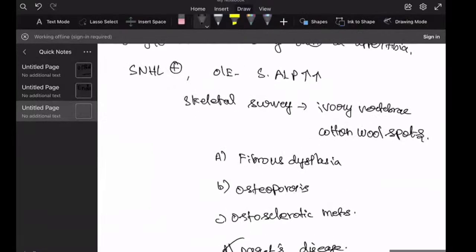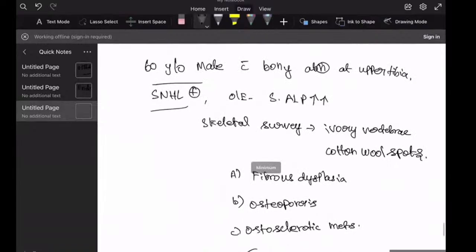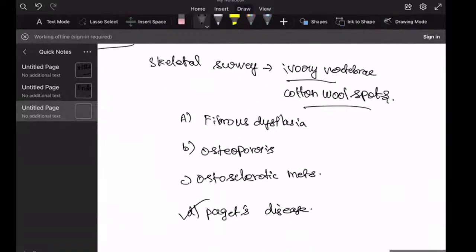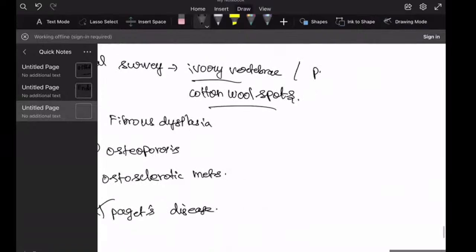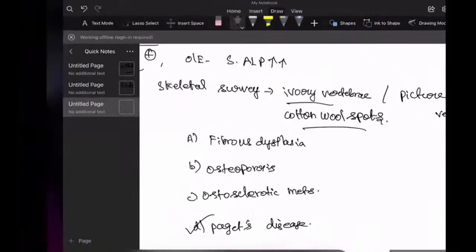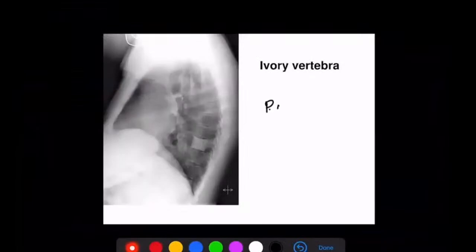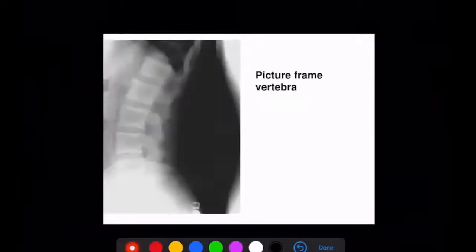Because of the temporal bone involvement, you can have sensorineural hearing loss, and ivory vertebrae, cotton wool spots. Also, picture frame vertebrae is seen with Paget's disease. This is Paget's. So, ivory vertebrae is seen with Paget's disease. Picture frame vertebrae is also seen with Paget's.